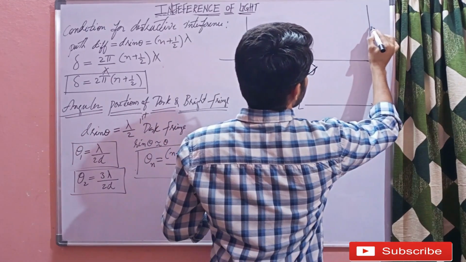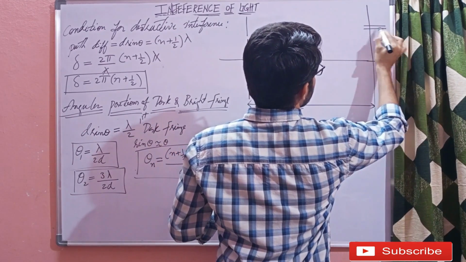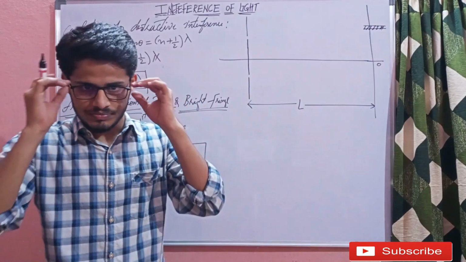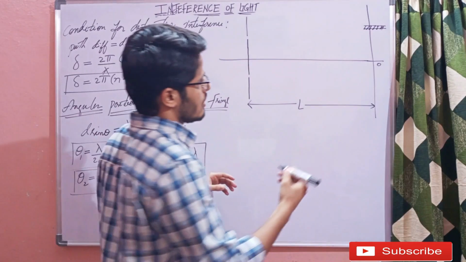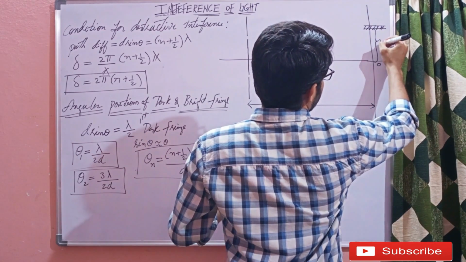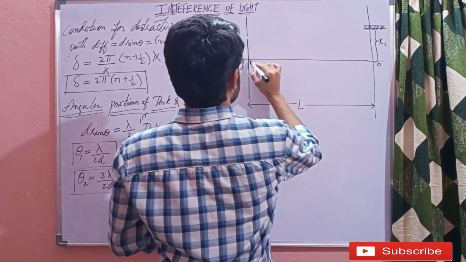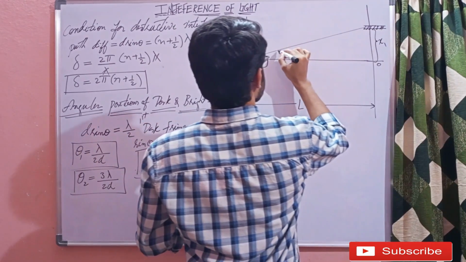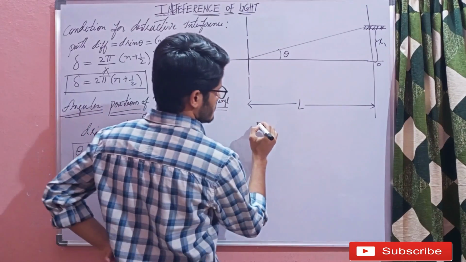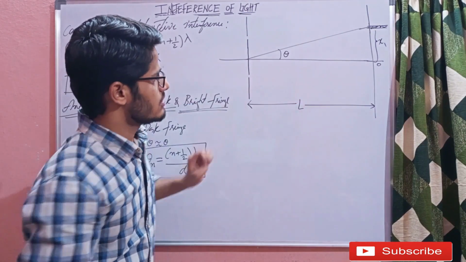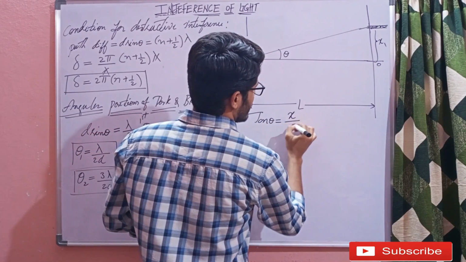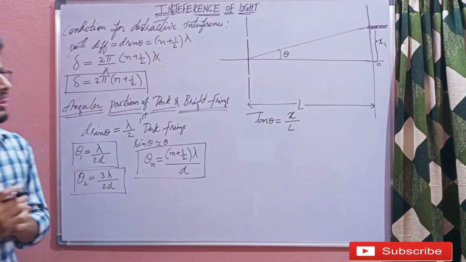Somewhere, suppose here, I'm getting the first dark at position x1. Suppose the angle is theta. We know the path difference is what? From this figure, we know that tan theta is x by L. Okay.